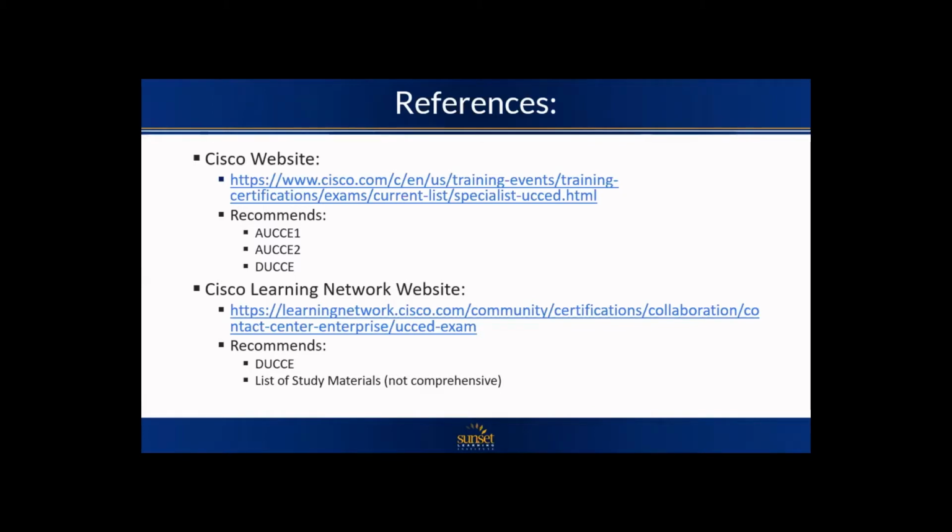It's been about 2 weeks since I last looked at these links. But until then, they were somewhat different in what they posted. For example, on the Cisco website, they recommended all 3 courses. And for the Learning Network site, they recommend primarily the UCCE deployment class. Plus, they have a list of study materials. And part of the reason why we've put together these learning plan sessions is that that list of study materials, at least in my opinion, is not comprehensive. So that's one of my goals here.